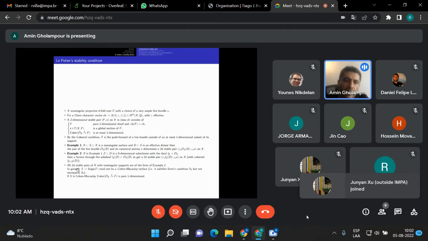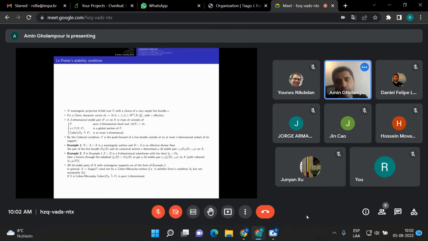And again, it can be shown that all two-dimensional stable pairs on X with non-singular support are of the form of example 2. But again, in general, the support of F can be singular.